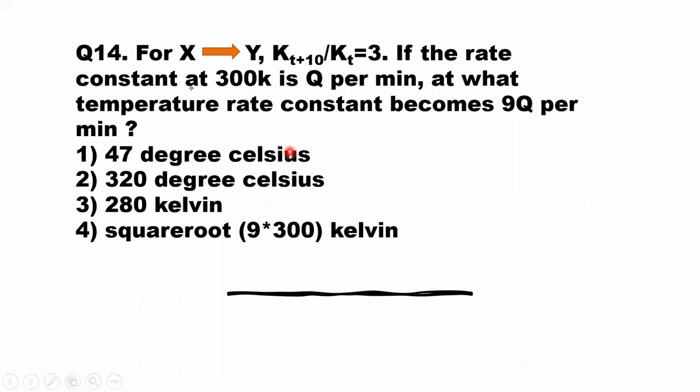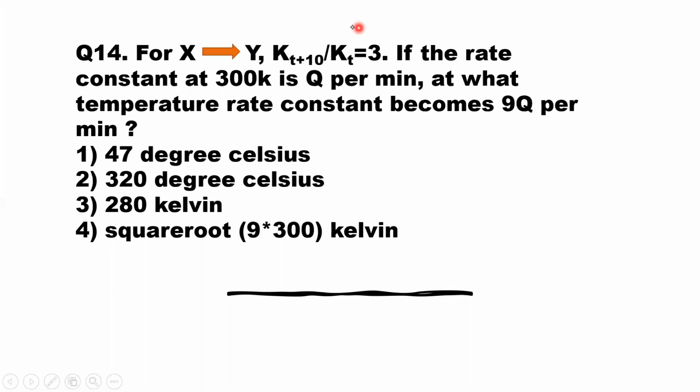Next question. For X changes to Y, they have given the temperature coefficient is equal to 3. If the rate constant at 300 kelvins is Q per minute, at what temperature does the rate constant become 9 Q per minute? For every 10 degrees C, the rate constant increases twice. So if the temperature coefficient is 2, then we'll get 2 power 2 is equal to 4. If it is 3, they have already mentioned the temperature coefficient.